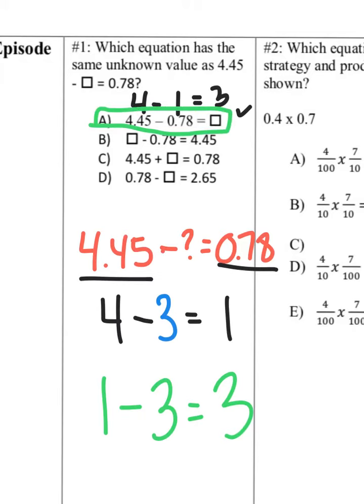Once again, just make your 4.45 into a 4, make your square into a 3, and then make your 0.78 into a 1, and then just fill it in and just find the one that makes sense.